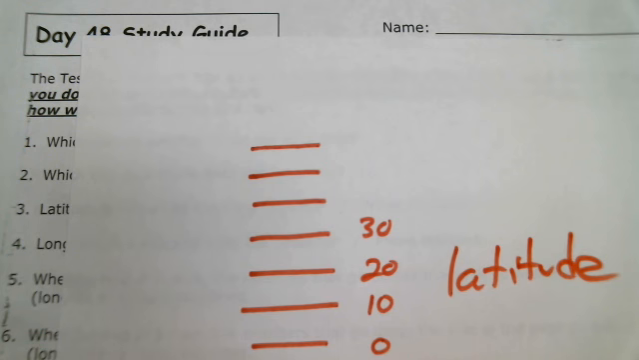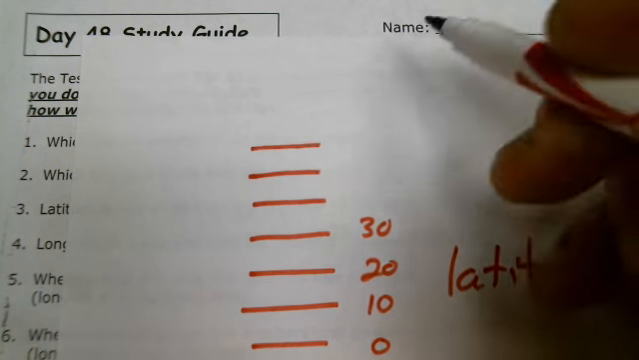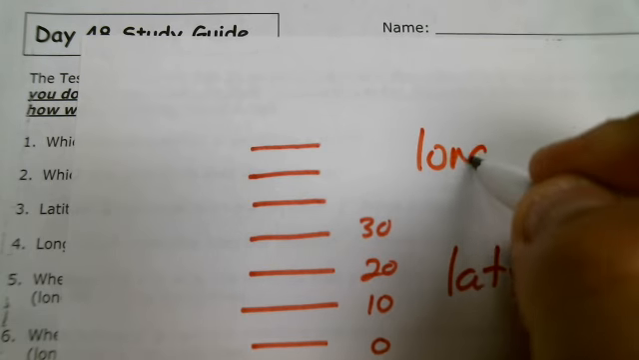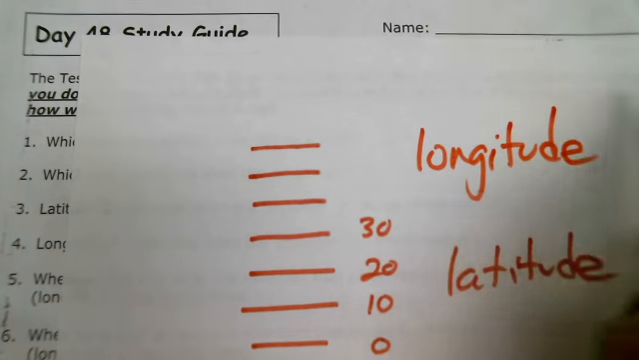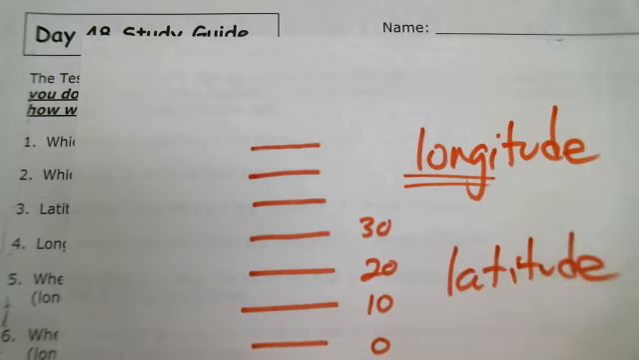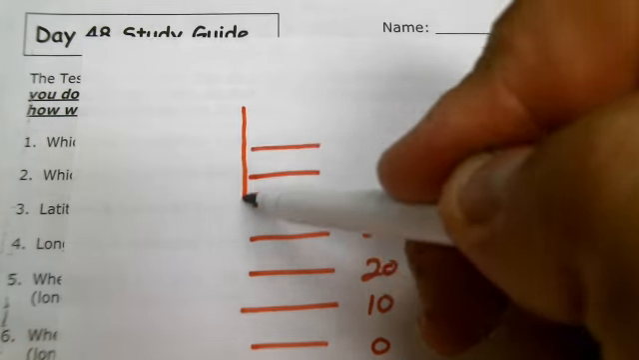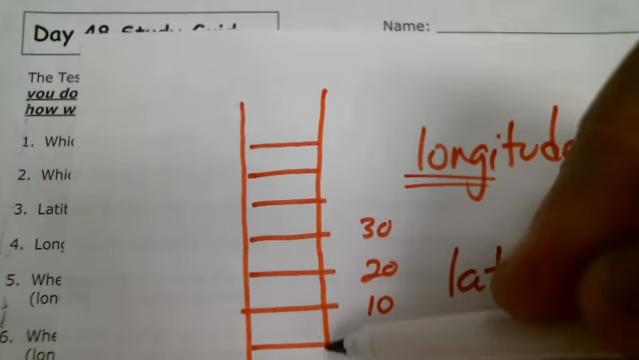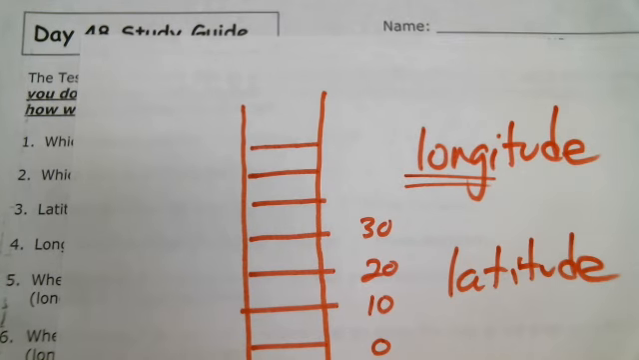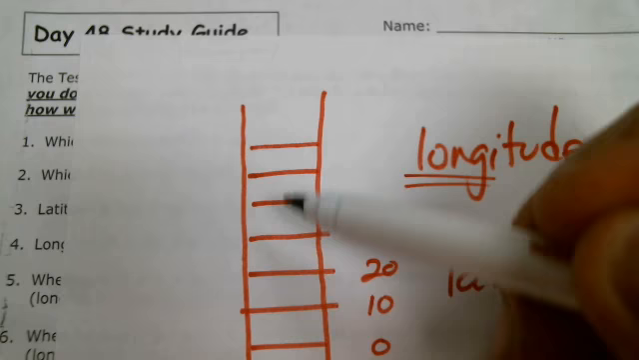Longitude are the other lines, lines of longitude. That has the word long in it. And the longest boards of a ladder are the vertical ones. So the longitude lines on a map go up and down.